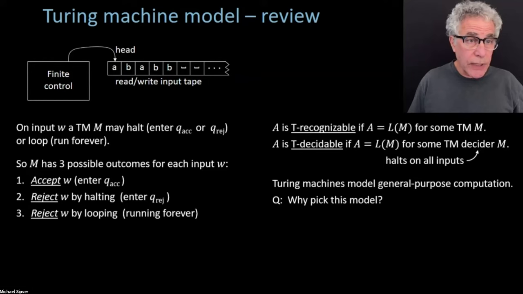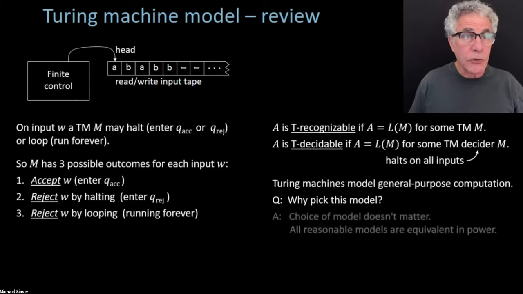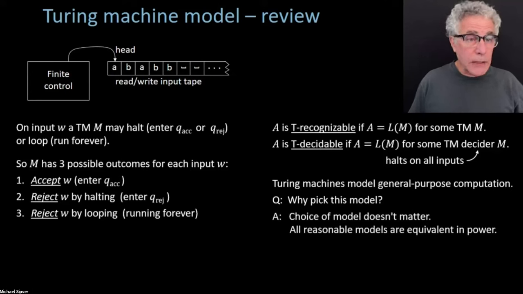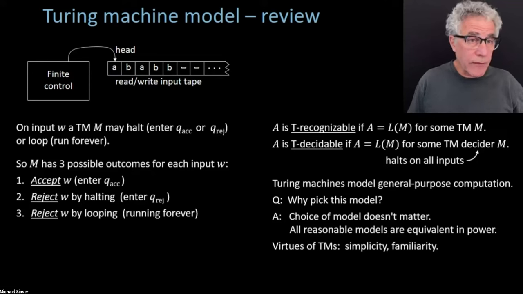Why Turing machines? Why didn't we pick something else? Well, the fact is it doesn't matter. And that's going to be the point of this lecture. All reasonable models of general purpose computation, unrestricted computation in the sense of not limited memory, all the models that we've ever encountered have all been shown to be equivalent to one another. And so you're free to pick any one you like. And so for this course, we're going to pick Turing machines because they're very simple to argue about mathematically.